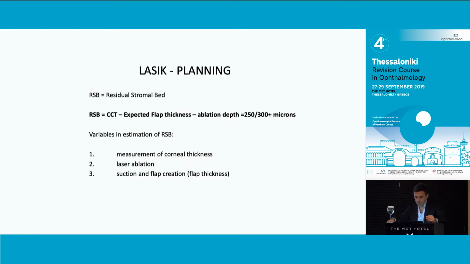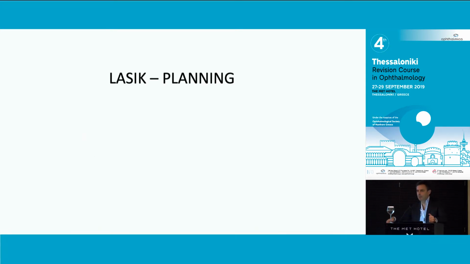LASIK, at least in the UK, is one of the commonest procedures, and what you need to understand, and probably most of you do already, is the concept of residual stromal bed, which is what is left once you have taken into account the minimal central corneal thickness, and you have removed the thickness of the flap and the expected ablation tissue that you remove. There are variables in this, and you need to be aware of all of them to calculate it, because ideally the residual stromal bed should be a minimum of 250.